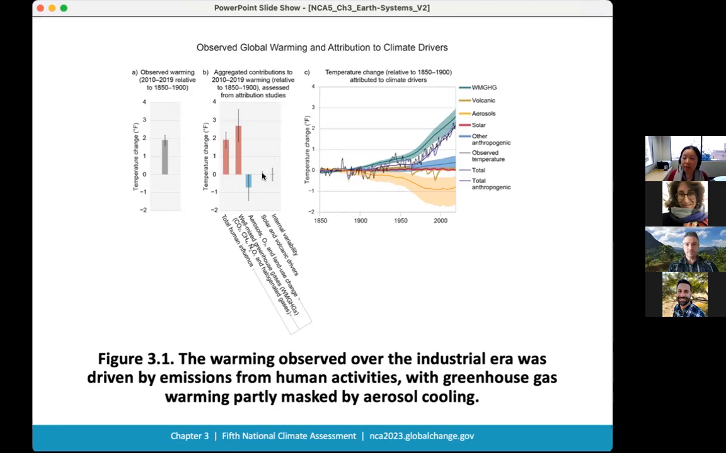And if we look at natural factors like solar and volcanic drivers, as well as natural variability, these are really not contributing to the warming, although they contribute to the variability over the period that we have been talking about. So we can also break it down and look at it in a little bit more detail over time, right? From 1850 to about now.